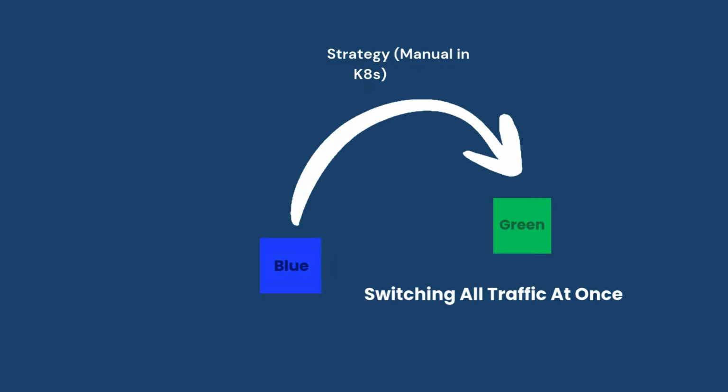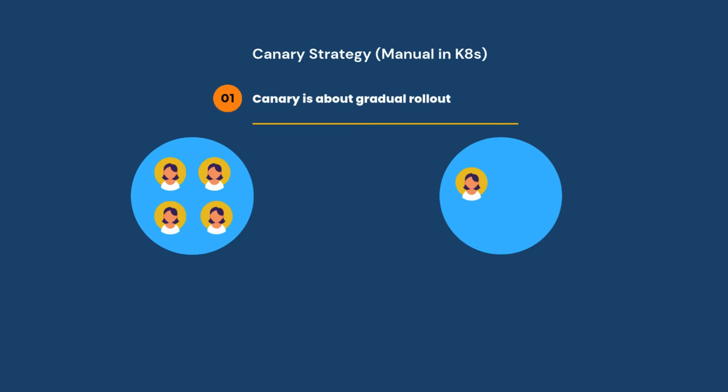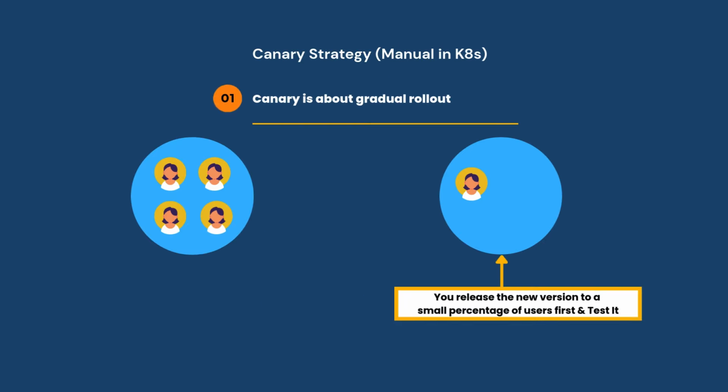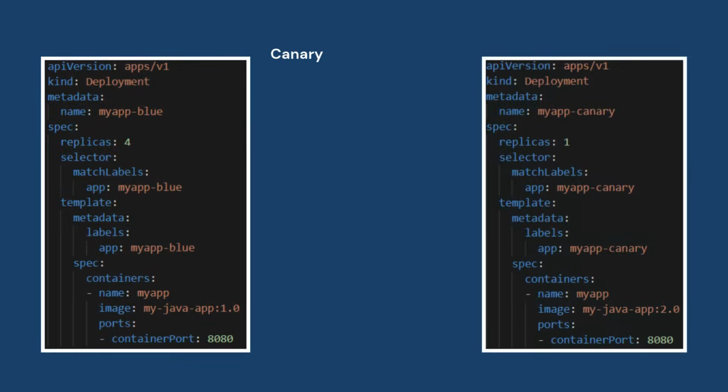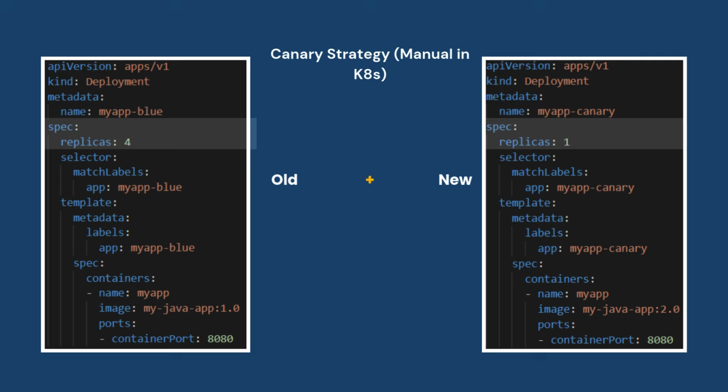Canary strategy in Kubernetes. Now, while blue-green means switching all traffic at once, canary is about gradual rollout. You release a newer version to a small percentage of users first, test it, and then slowly expand until everyone is on the newer version. In Kubernetes, we do this manually by running two deployments side by side, old plus new, and then adjusting the replica counts or service selectors to control the traffic split.